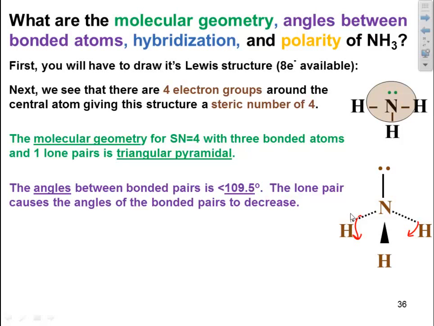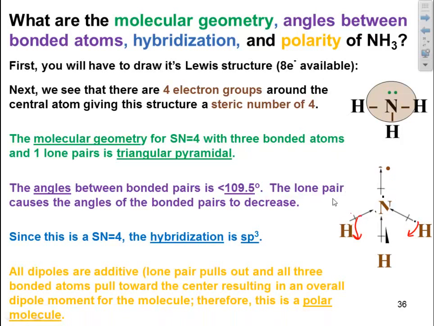Hybridization, since you have a steric number of 4, you can have s, p1, 2, 3. So it's sp3. And polarity, well, you're going to have your vectors pointing toward the nitrogens, and then you got a vector pointing up to the lone pair, so they're all additive, so it ends up being a very polar molecule. All dipoles are additive, lone pair pulls out, and all 3 bonded pairs pull toward the center, resulting in the overall dipole moment for the molecule. Therefore, this is a polar molecule.